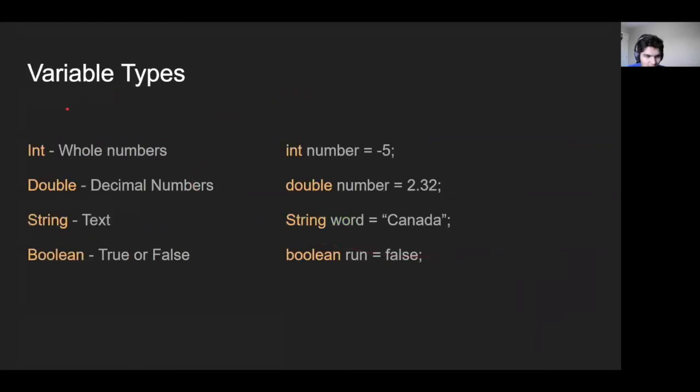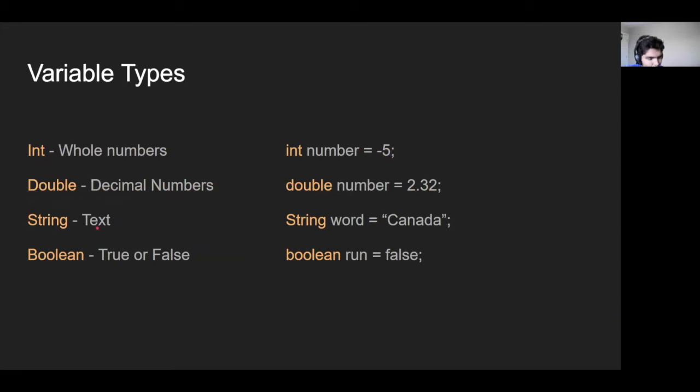We have various variable types that we worked with last time. For whole numbers we have int, standing for integer, and we can have something like int number equals -5 and a semicolon. This could be a variable setup. Then we have double, which is meant for decimal numbers, but it can be used with whole numbers as well. So double number equals, for example, 2.32 semicolon.